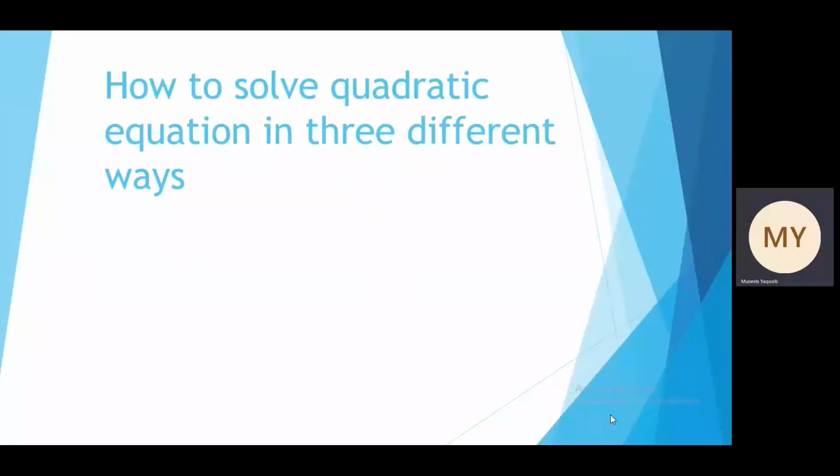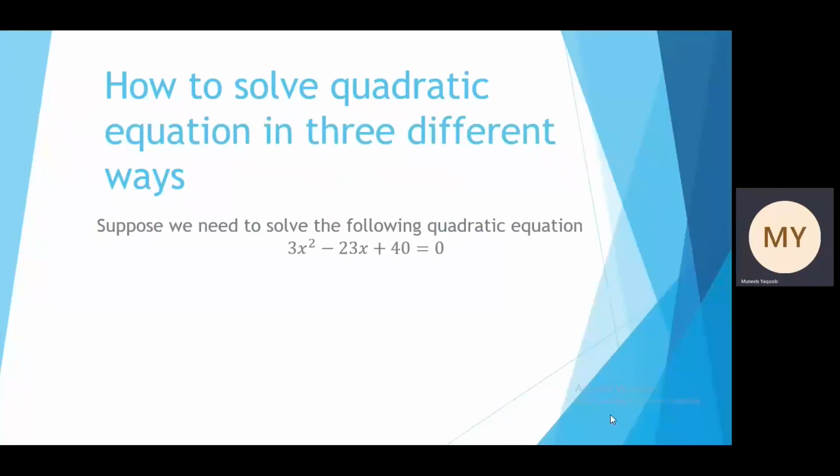Hello, dear students. Today we will learn how to solve a quadratic equation in three different ways. Suppose we need to solve the following quadratic equation: 3x squared minus 23x plus 40 equals 0.